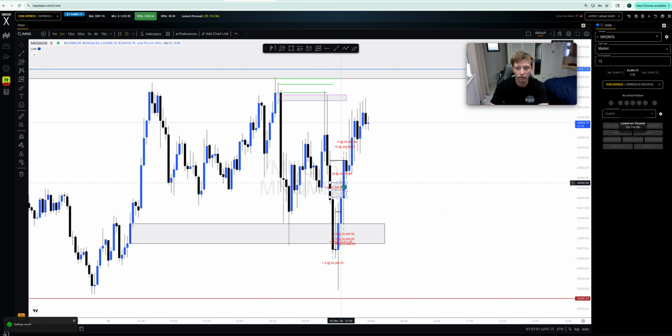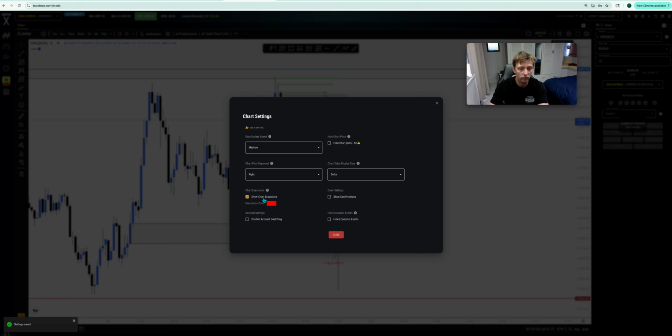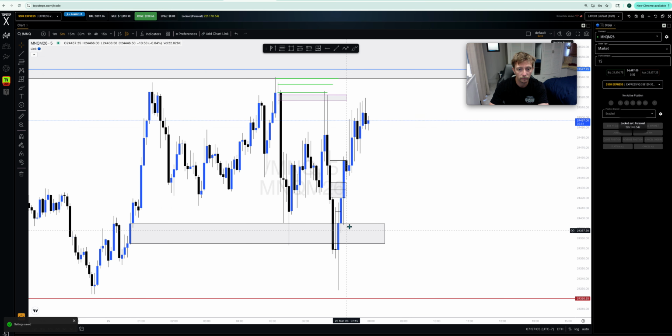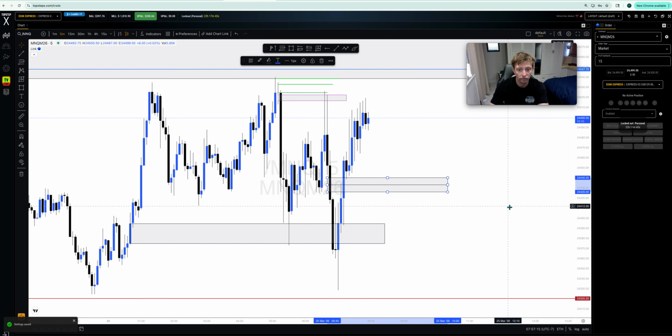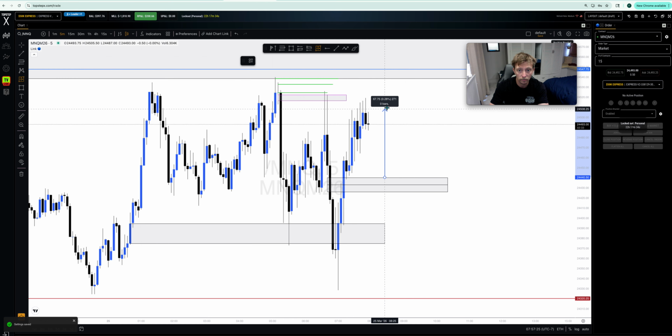The trade that the Discord ended up taking was kind of the same idea, but they just waited for this 5-minute to get broken through. They waited for this 5-minute. They took longs to target the highs. So that one would have been perfectly fine too. I did not do that. But yeah, for, let's just say 75 points.